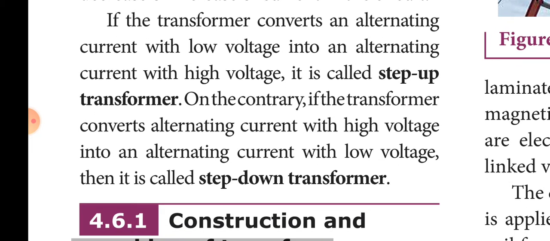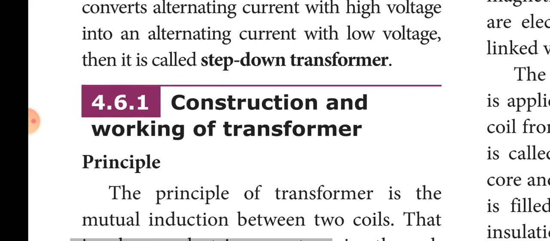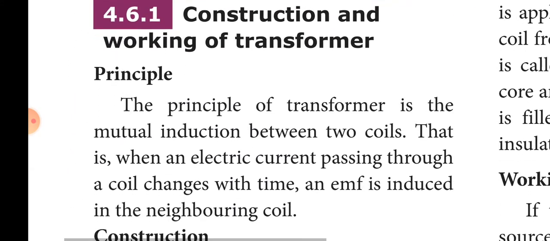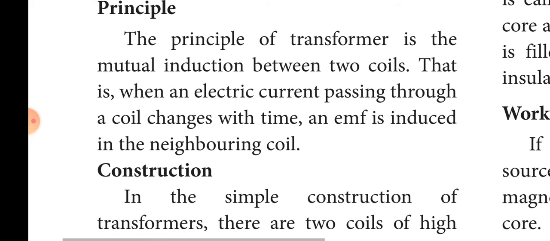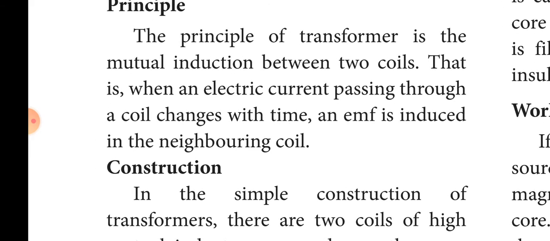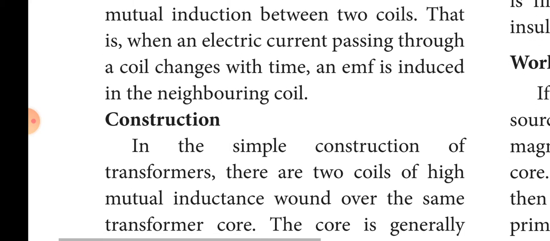On the contrary, the transformer that converts alternating current with high voltage into alternating current with low voltage is called a step-down transformer. Next, we are going to see the construction and working process of the transformer. First one, principle. The principle of the transformer is the mutual inductance between two coils. That is, when the electric current passing through a coil changes with time, an EMF is induced in the neighboring coil. This is the mutual induction process.